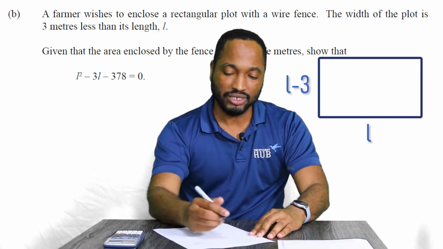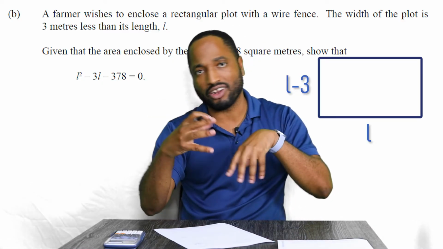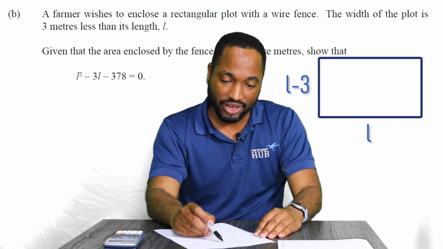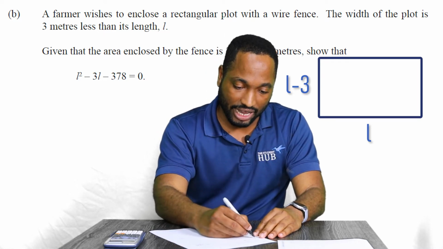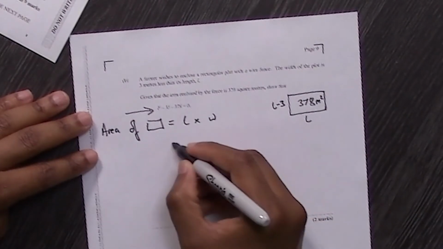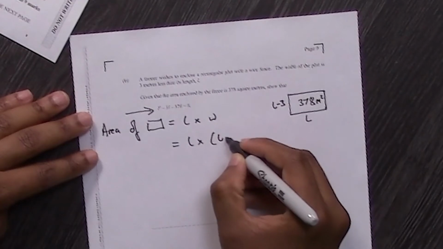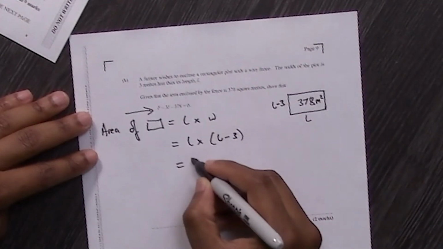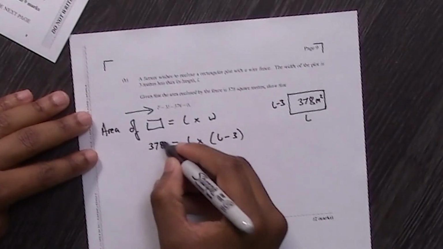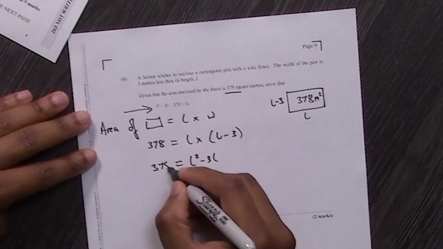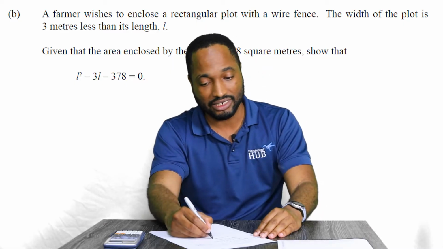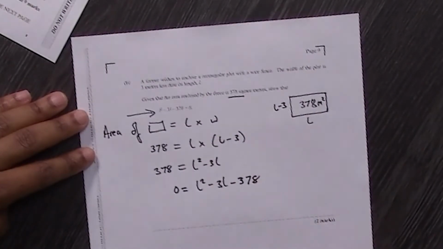So what they're saying is prove this. Now they seem to be bringing these kind of prove and come up with a quadratic questions a lot these days. So just follow the instructions. Area is this. How do you find area? The area of a rectangle is the length times width. The length is L, but the width is actually L minus 3. So this is going to be L squared minus 3L. But by the way, this is equal to 378 because they said so. So 378 is equal to L squared minus 3L. 0 is equal to L squared minus 3L, bring across the 378, negative 378.